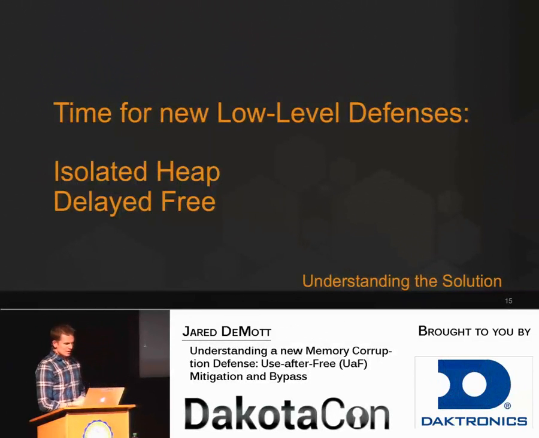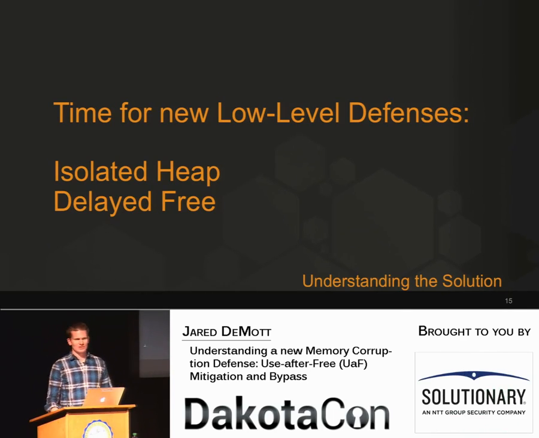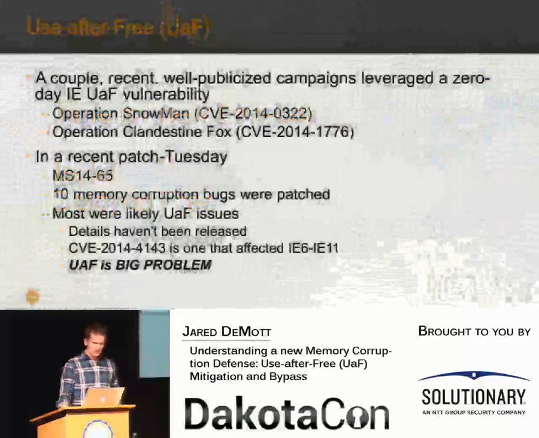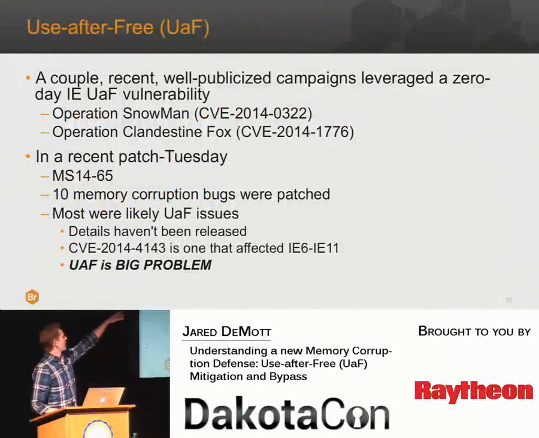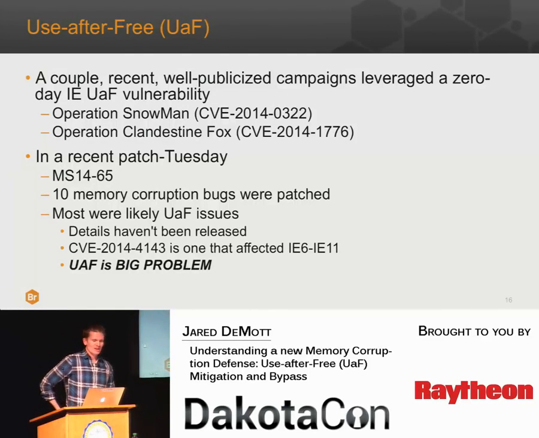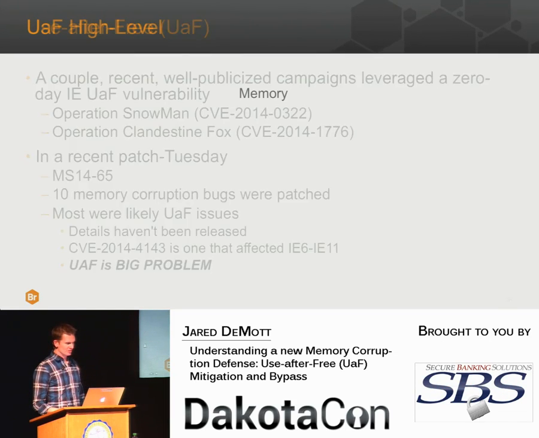So what I really want to talk about today are two new protections that came out to deal with use after free, called isolated heap and delayed free. That's what the topic of conversation really is about. And use after free, if you haven't been following all the Operation Snowman and Operation Clandestine Fox and all these ridiculous names, most of those operations, APT Operation 47 or whatever, were facilitated by a use after free bug in a browser, generally IE or whatever. So it's a big problem, to make a long story short.